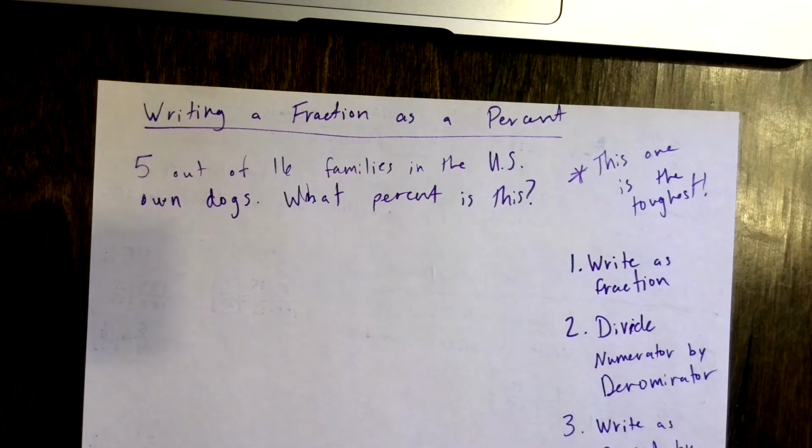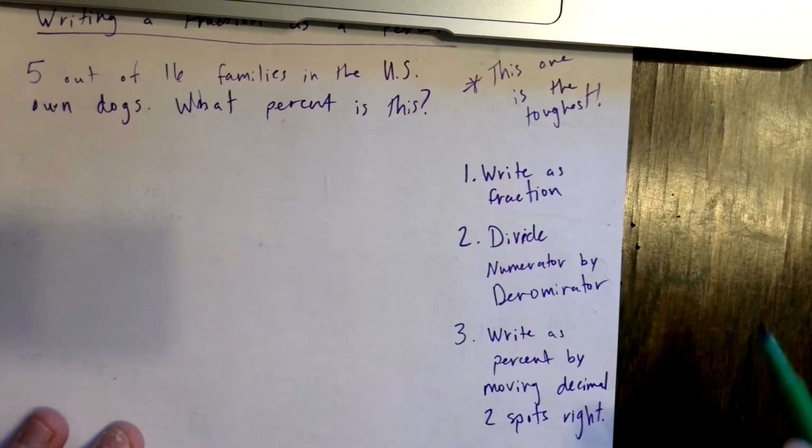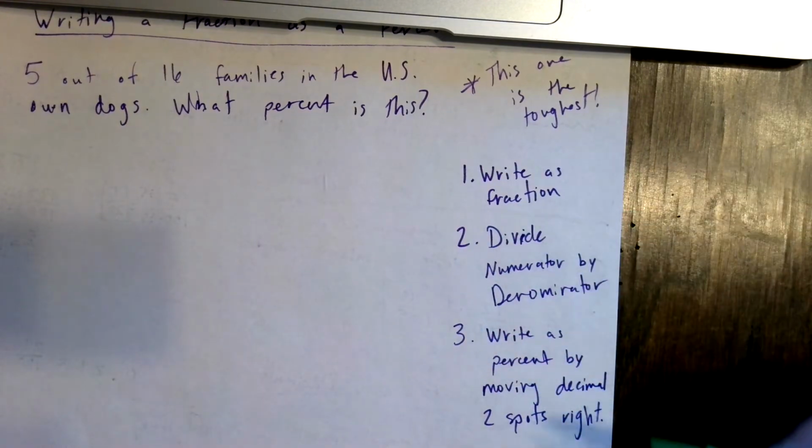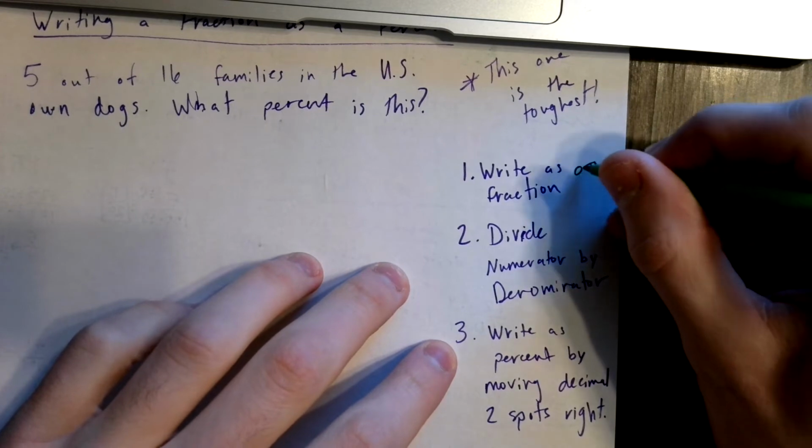This is the toughest one right here. Those other ones are all one step. This one takes a few more than one. Writing a fraction as a percent. I've got a 3-step method for us here if you want to stop and jot these down. Step 1 is to first write as a fraction. That's the biggest key there.